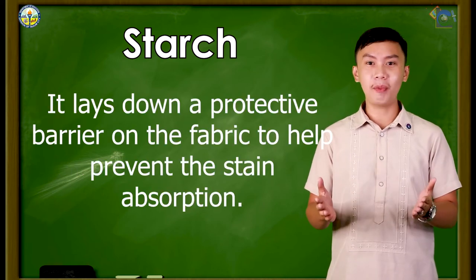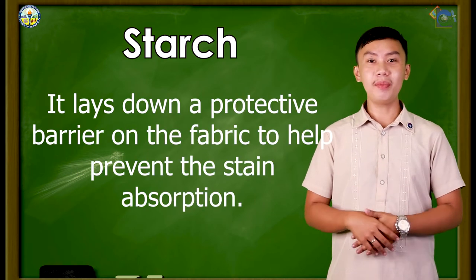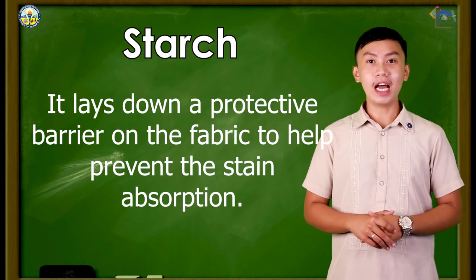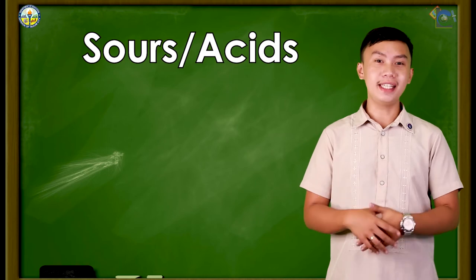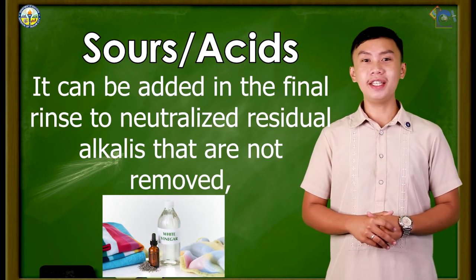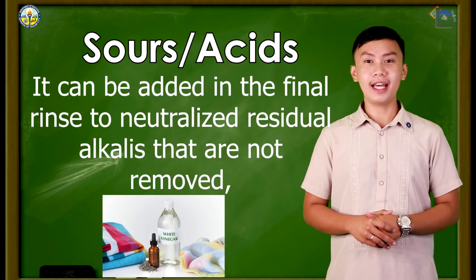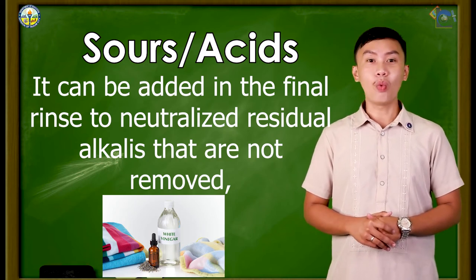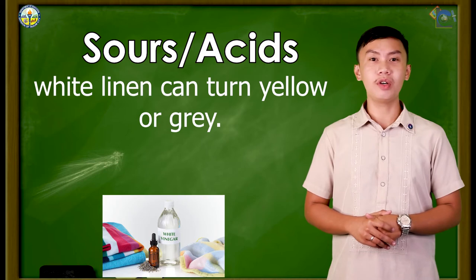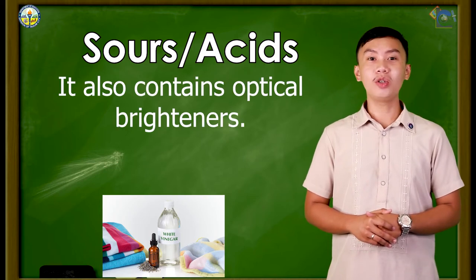It lays down a protective barrier on the fabric to help prevent stain absorption. Fifth is the sour or acids. It can be added in the final rinse to neutralize residual alkalis that are not removed. White linen can turn yellow or gray.